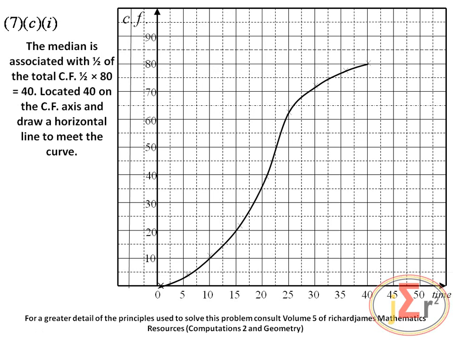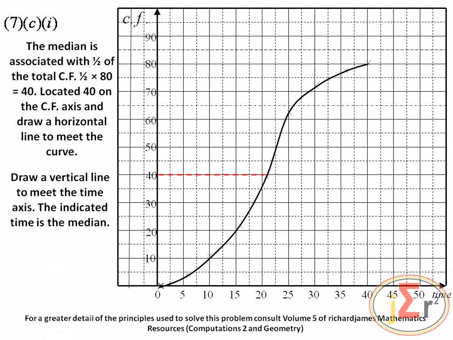Half of 80 is 40. So we locate 40 and draw a horizontal line to meet the curve. Then we draw a vertical line to meet the time axis. So that median time is equal to 20.5 minutes.